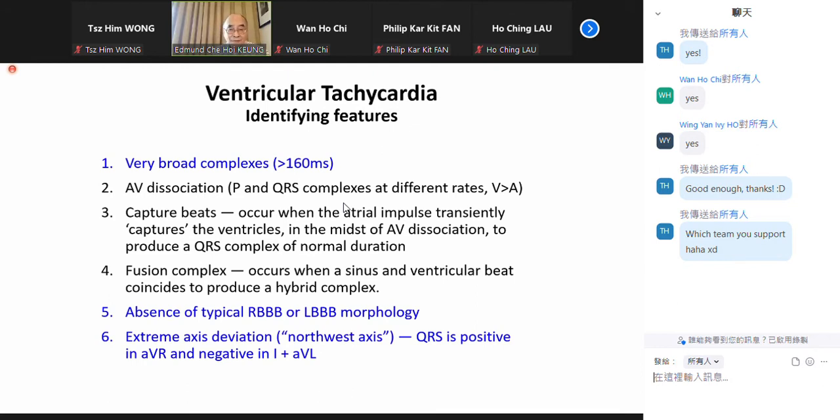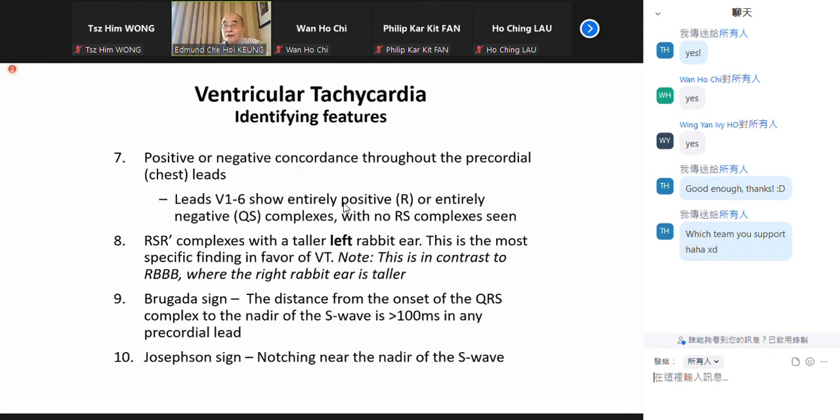So what you have is a fusion, a dual depolarization of the ventricle, and that's why it's a fusion complex. What does it look like? It's not as narrow as and doesn't look like a normal sinus complex, but it's a lot less wide than the VT QRS complex. We'll show an example. Right? Now, and then you have 7, 8, 9, and 10. We'll use an example to illustrate this.